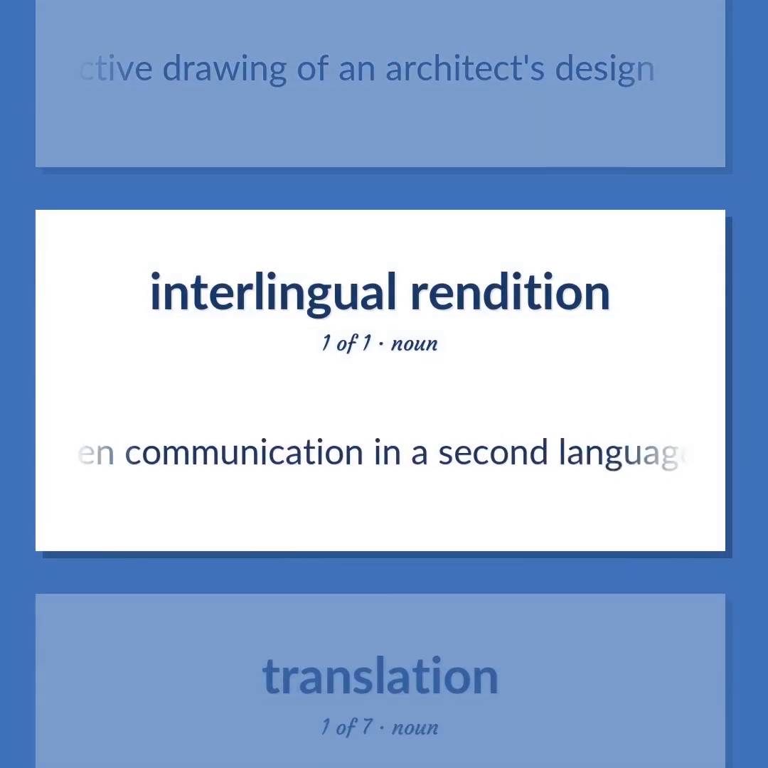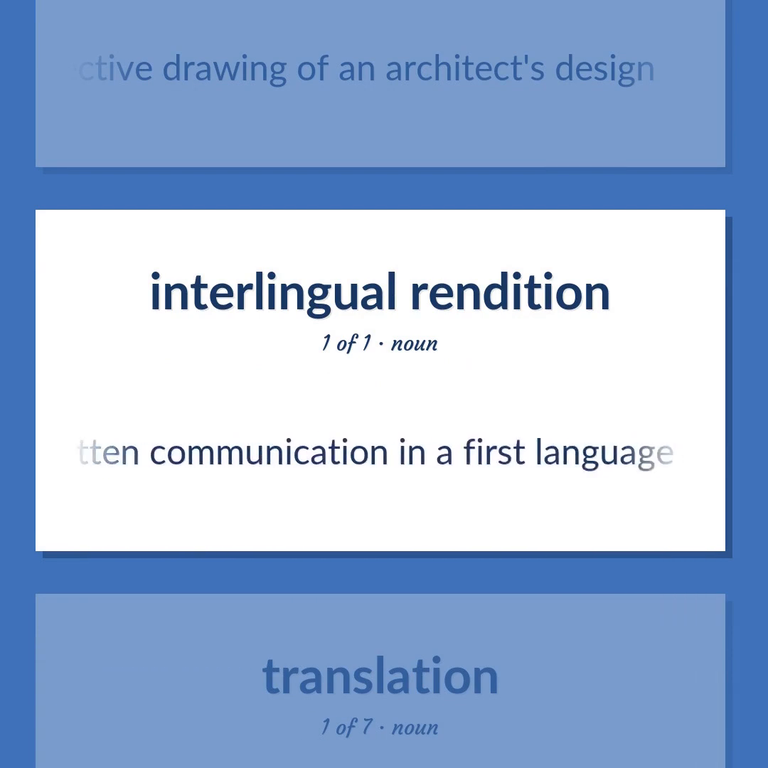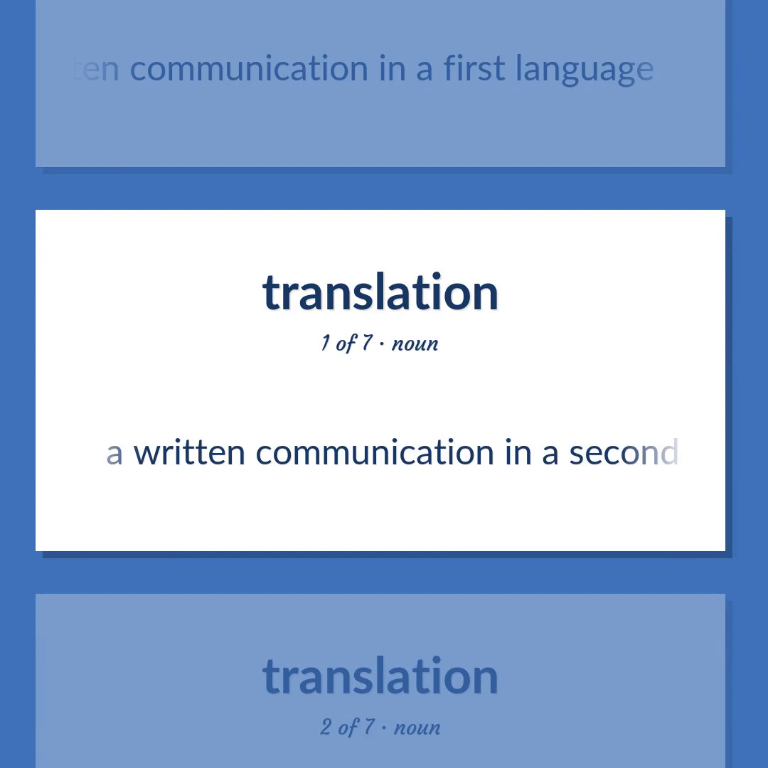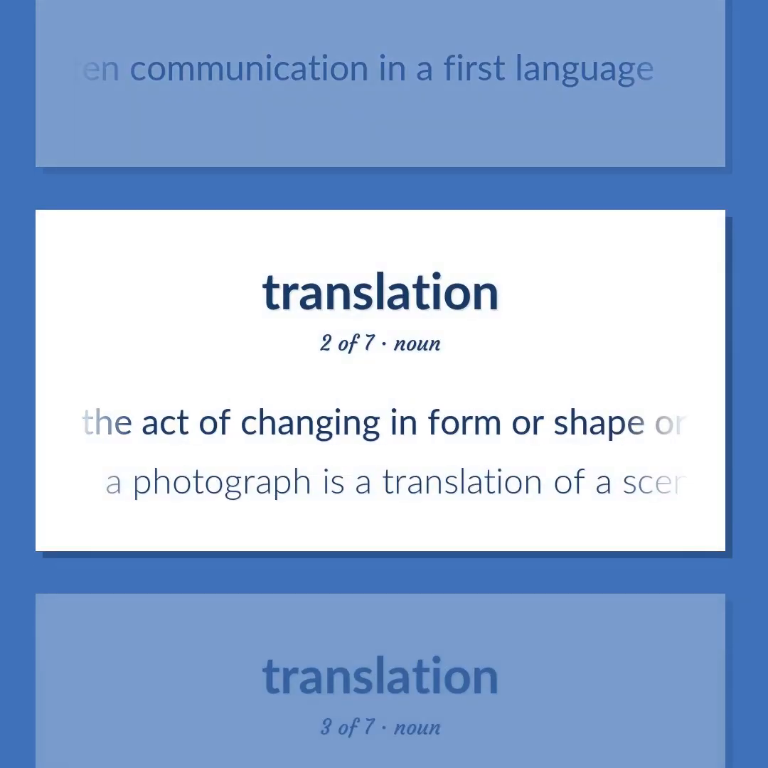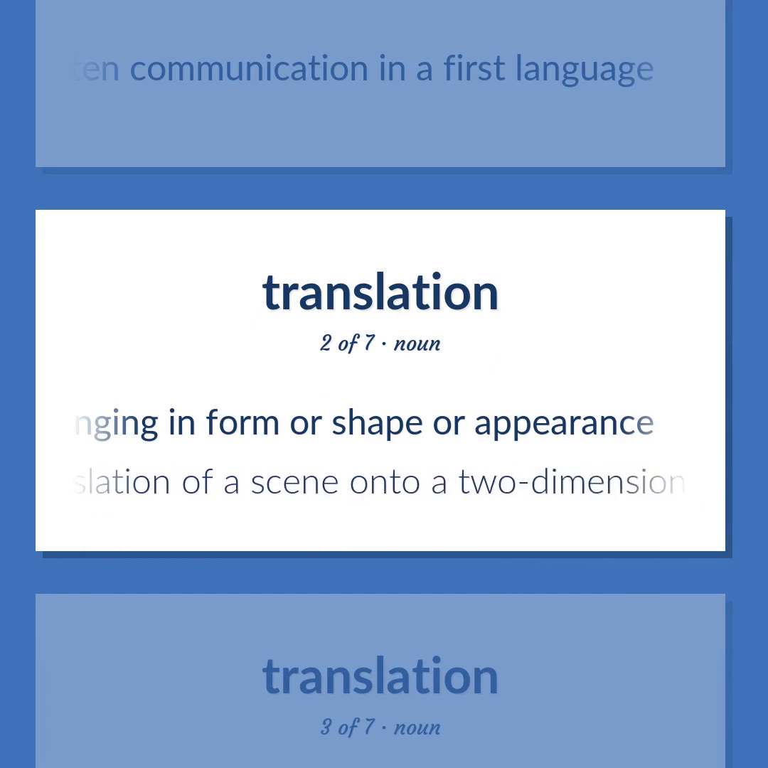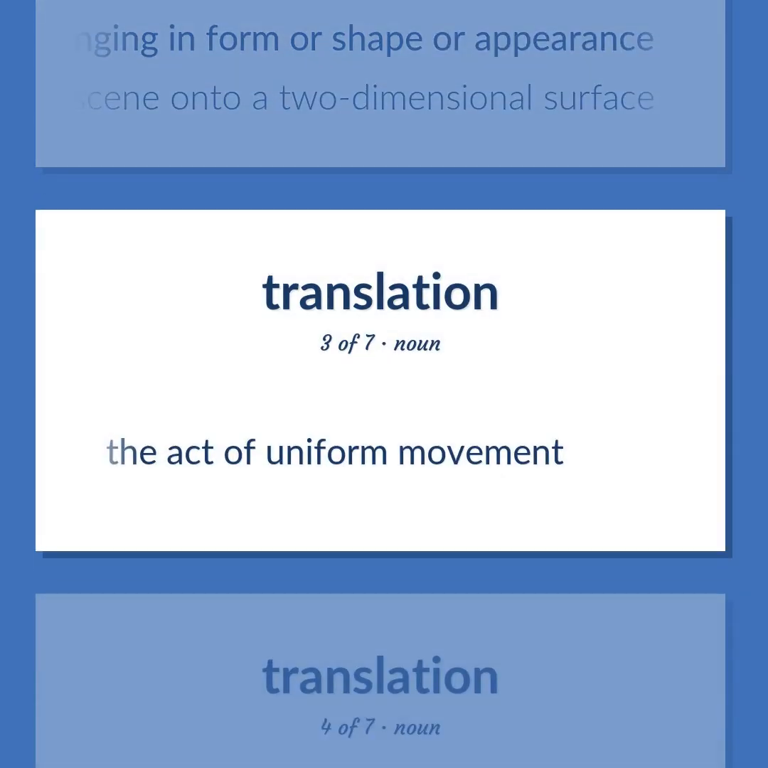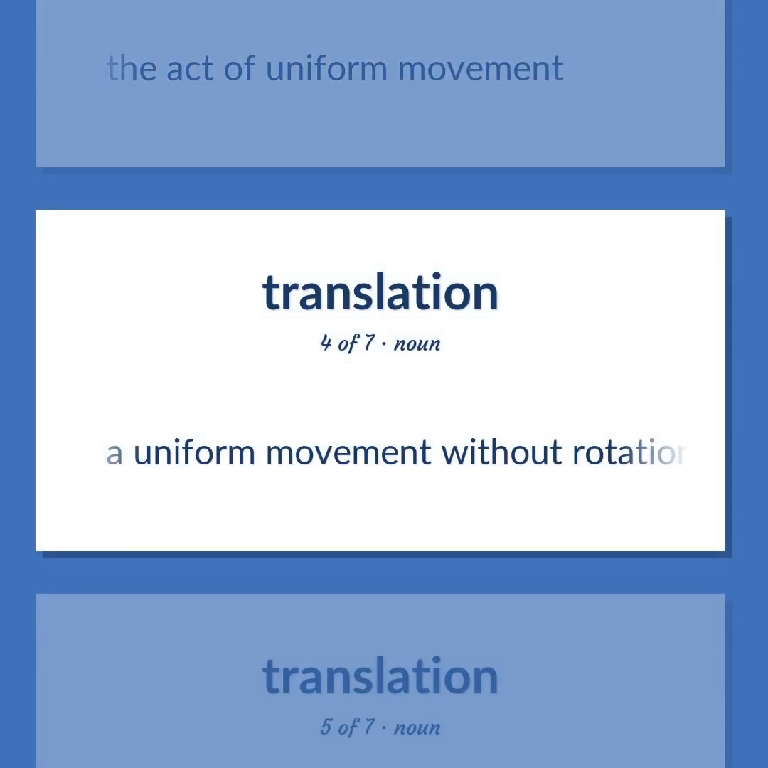A written communication in a second language having the same meaning as the written communication in a first language. The act of changing in form or shape or appearance. A photograph is a translation of a scene onto a two-dimensional surface. The act of uniform movement. A uniform movement without rotation.